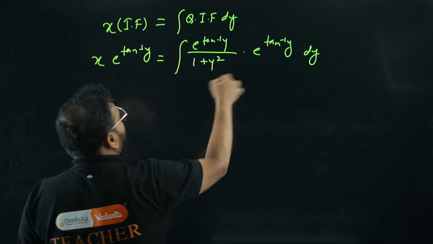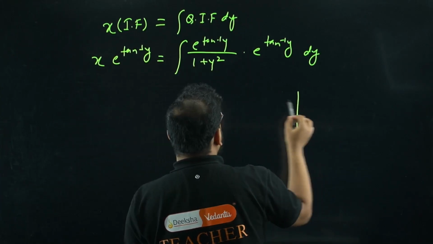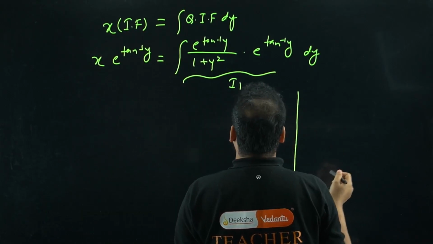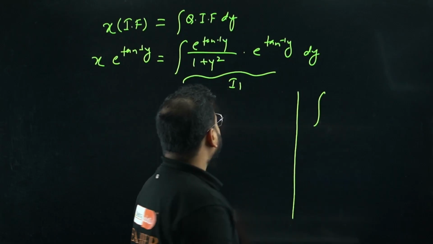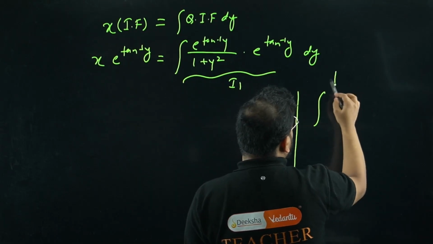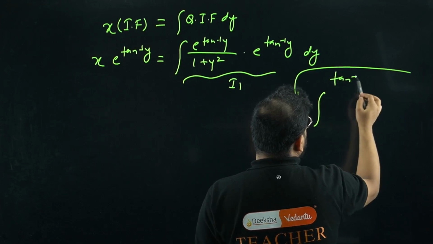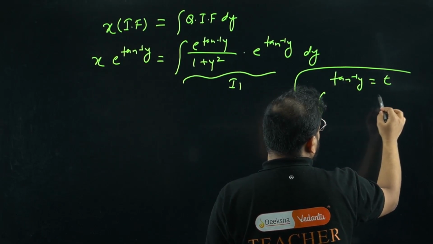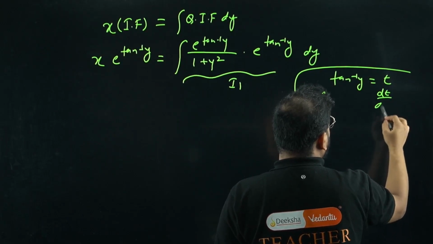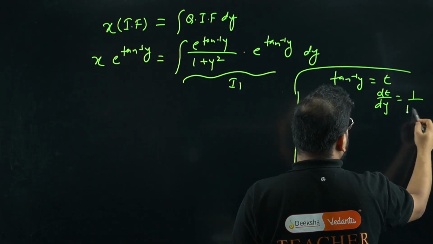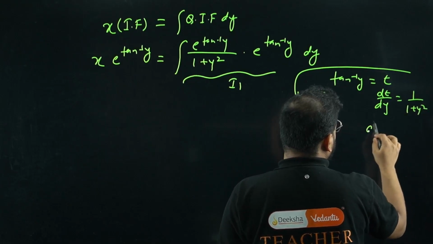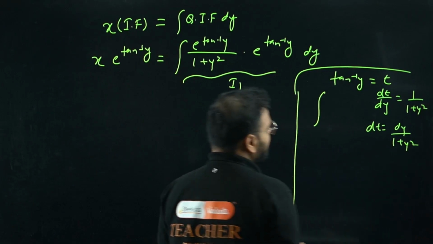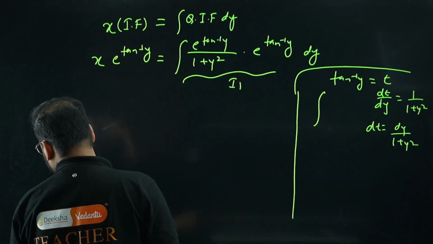We'll integrate this over here separately. Let's call this integration I1. So have a look, integration will be like this. I can take tan inverse of y as t, let's say. So I'll have dt by dy equals 1 upon 1 plus y square. So I get dt equals dy upon 1 plus y square.